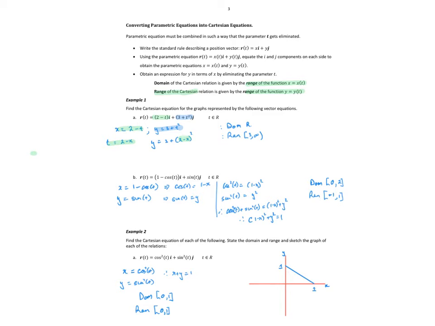The domain of that function, or the range of 2 minus t, is R. And the range of 3 plus t squared is going to be from 3 to infinity. And that ties in really with what we know about a parabola.